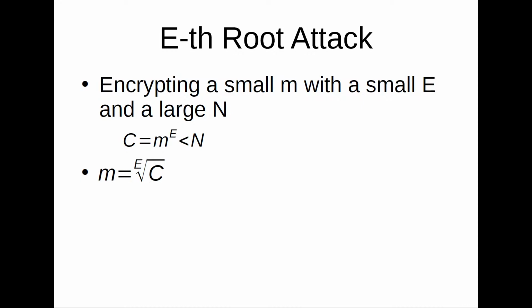An interesting thing that RSA suffers from is if you encrypt a small message M with a small exponent E, and you have a large modulus N, then C, when you raise M to the Eth power, if it's less than N, then it doesn't matter that it's encrypted because it never wrapped around the modulus, so you can just take the Eth root of the ciphertext and you're left with C. Or you're left with M.